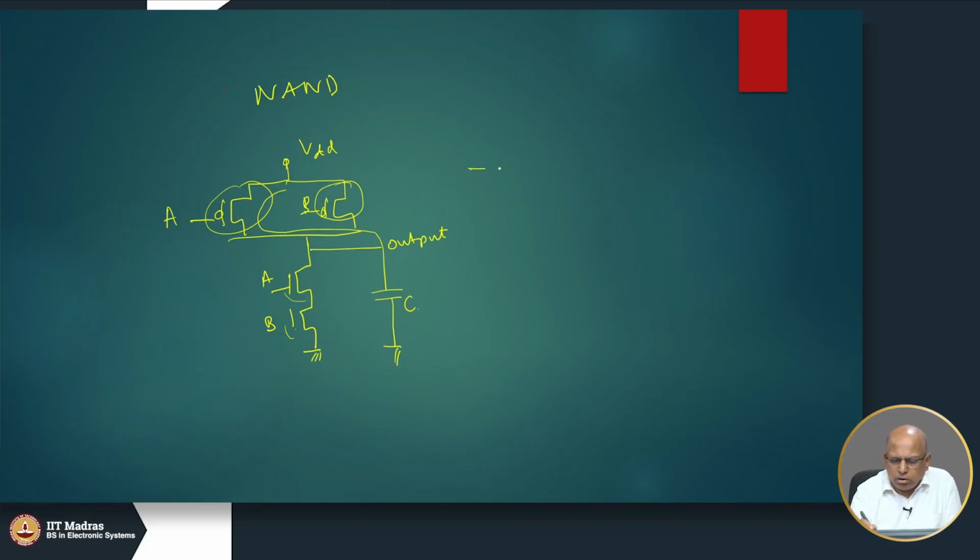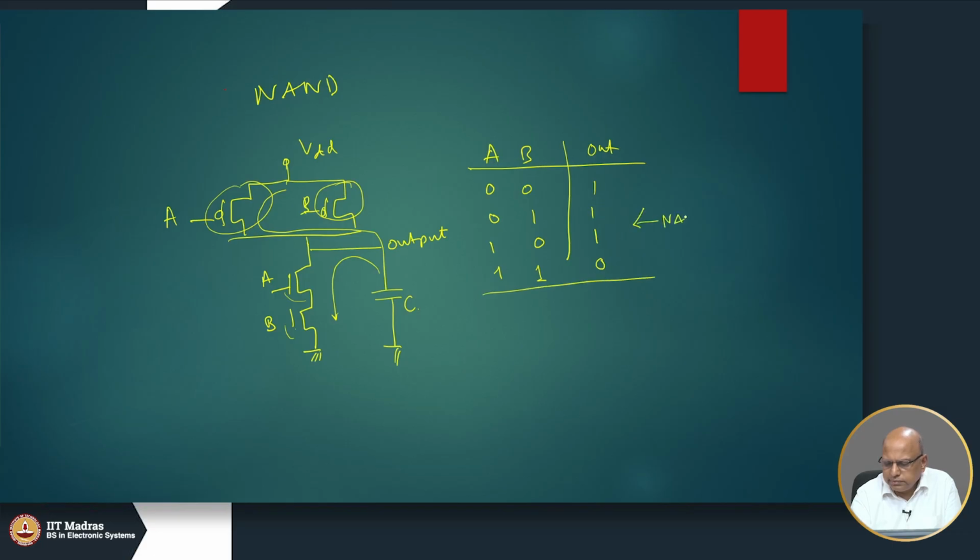So, if you draw the truth table, if A is 0 or B is 0, in all these cases output will be 1. If both A and B are 1, then both the PMOS transistors will be off and these guys will be on. If the output is charged to VDD, it will discharge and the output will go to 0. So, this is nothing but a NAND gate.